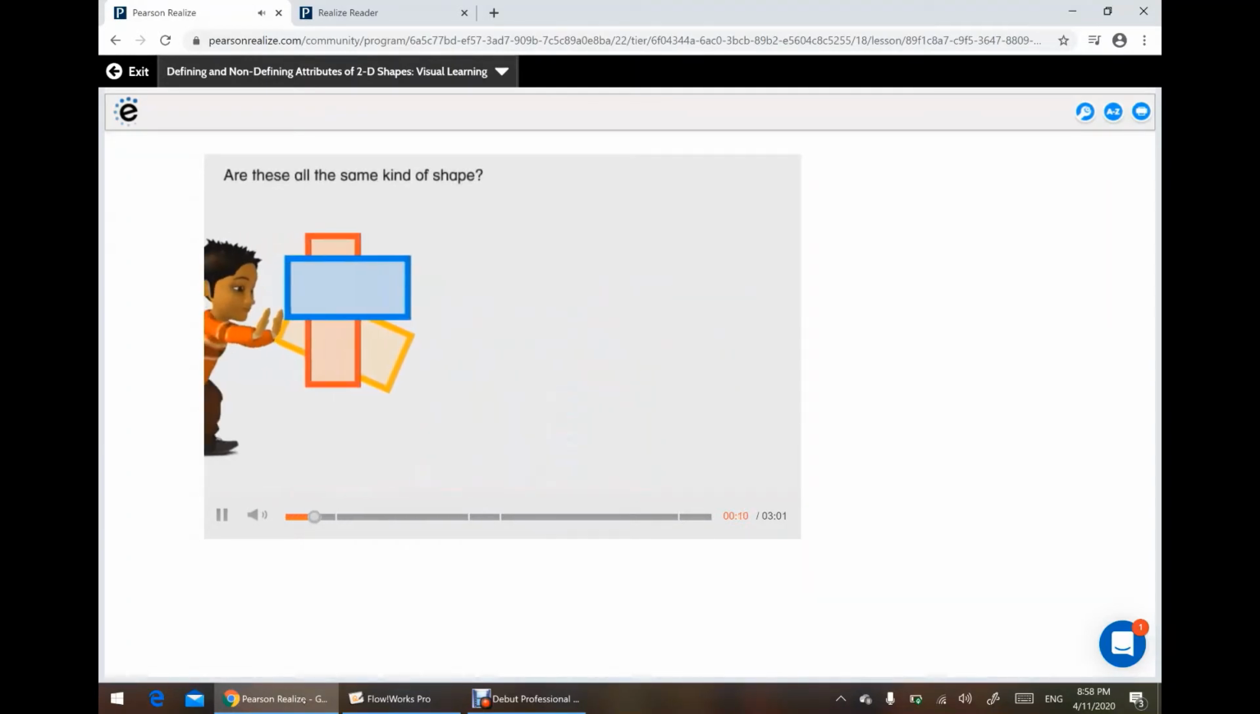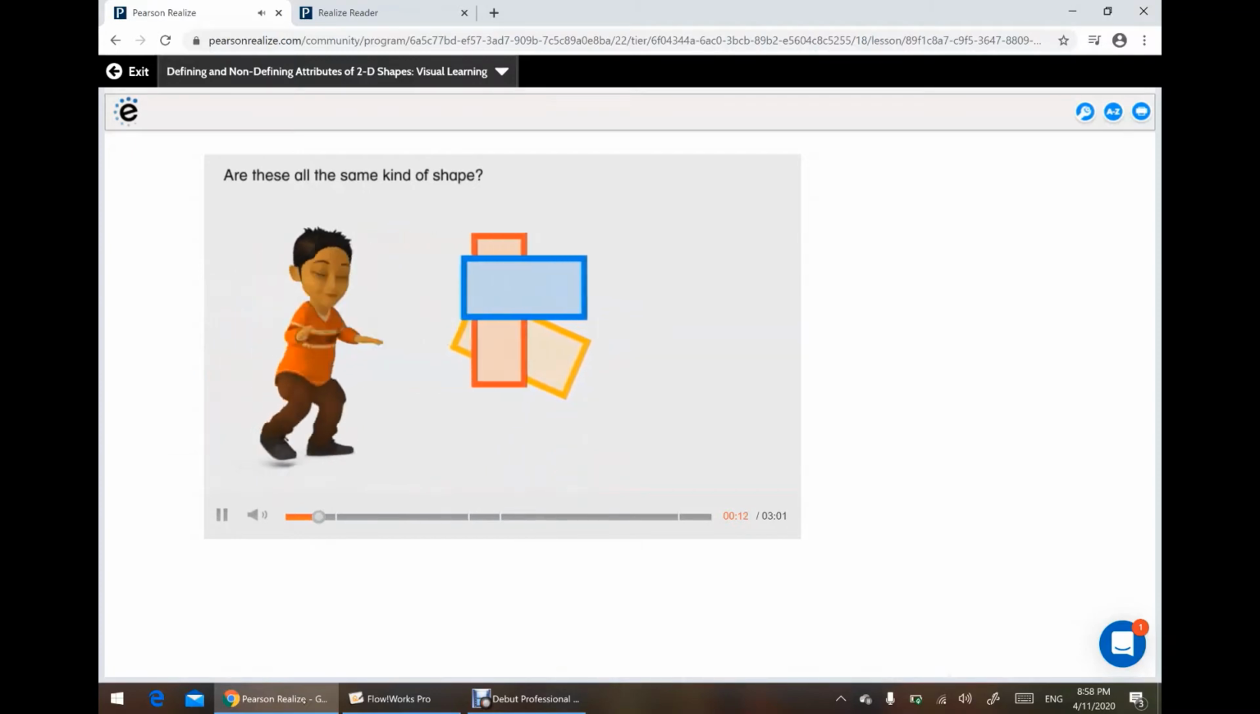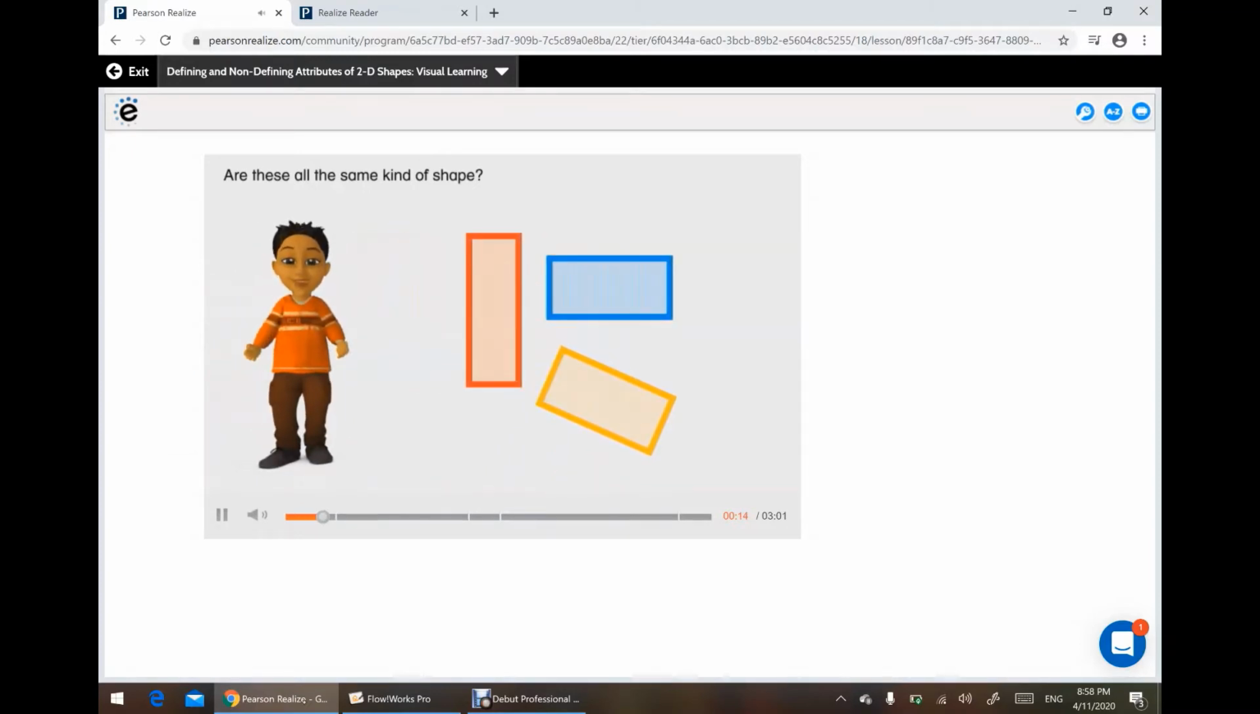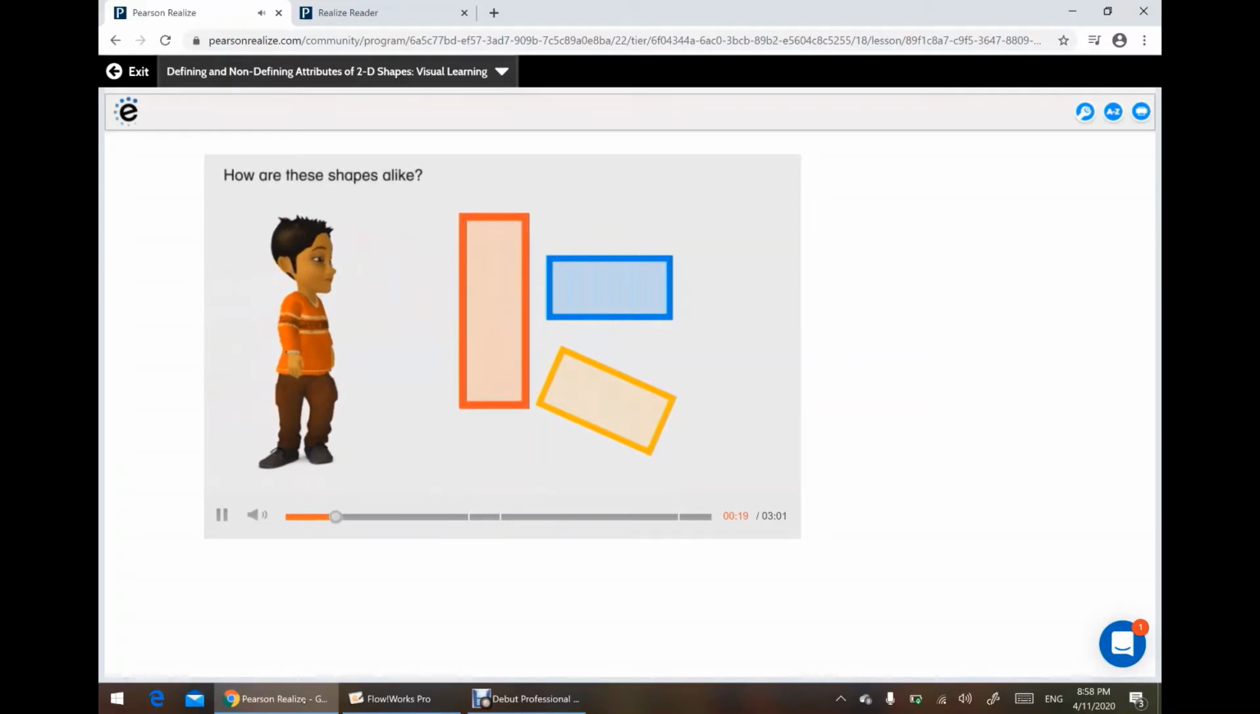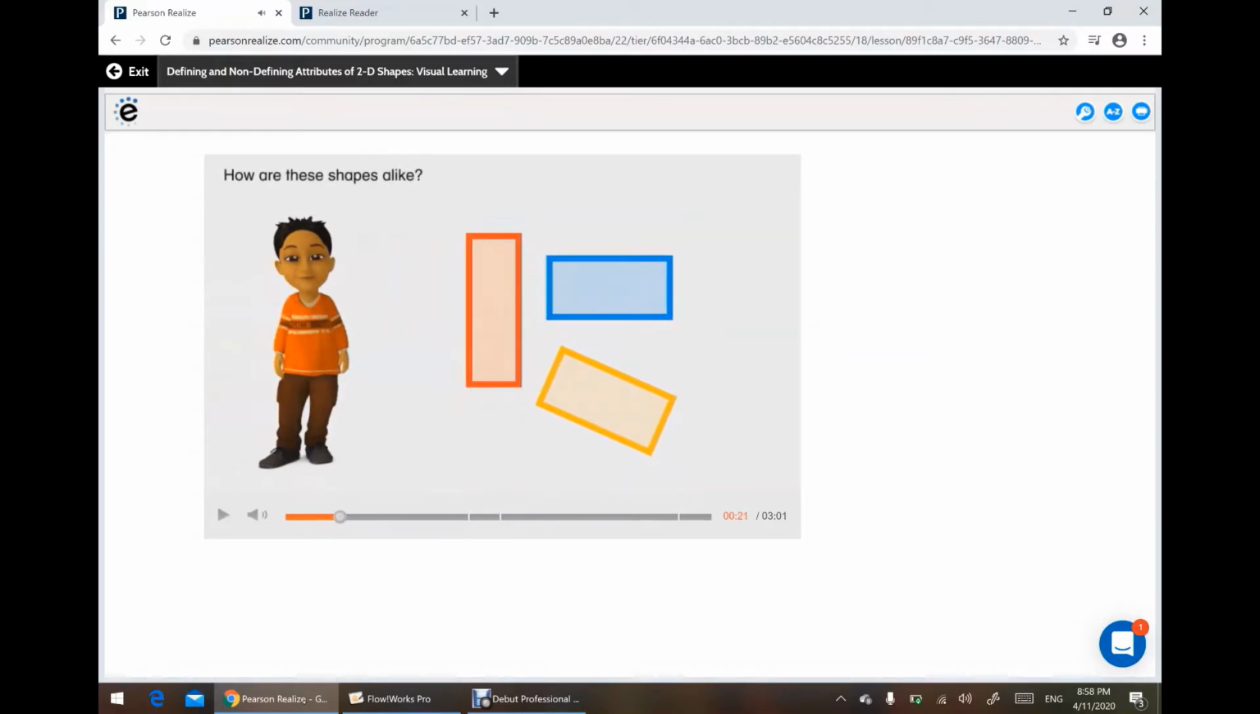Are these all the same kind of shape? Let's find out. How are these shapes alike? Come on, kids, tell me, how are they all same? Look at the sides and vertices. Do they have all same number of sides and vertices? Let's watch. One way they are alike is they all have 4 sides and 4 vertices. They are also all closed shapes.